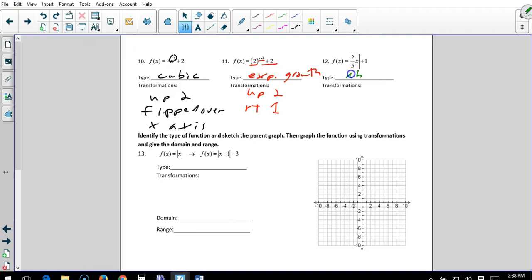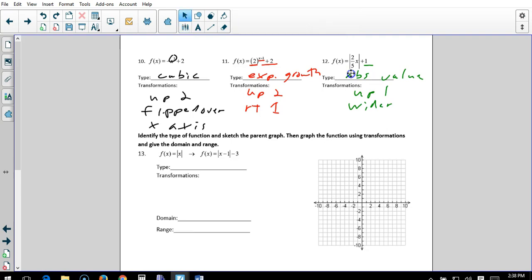Okay, absolute value again. Up 1. And 2/5 is going to make it wider. Okay.